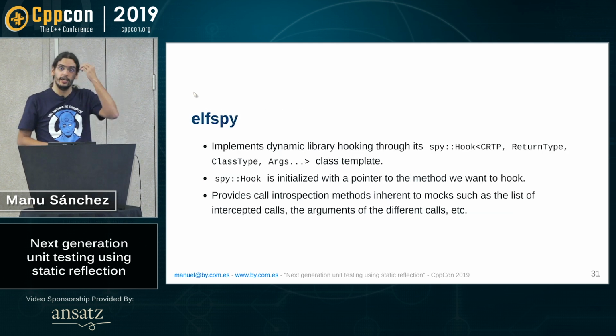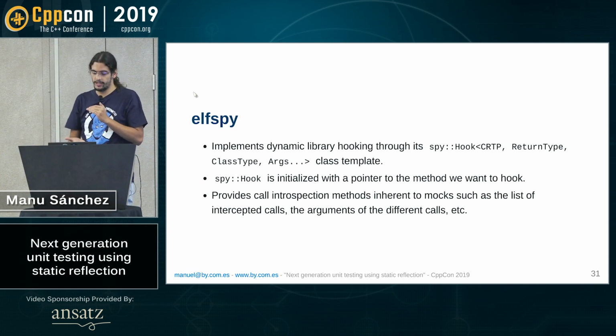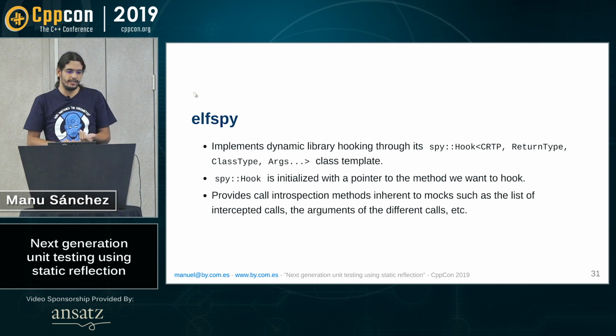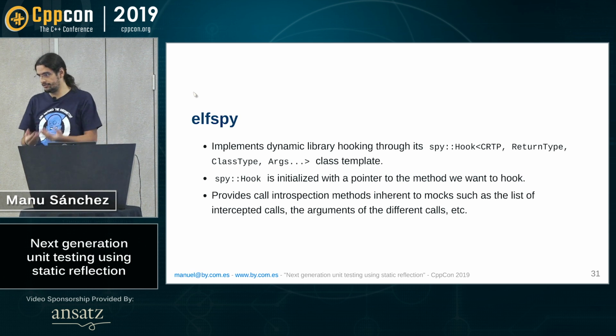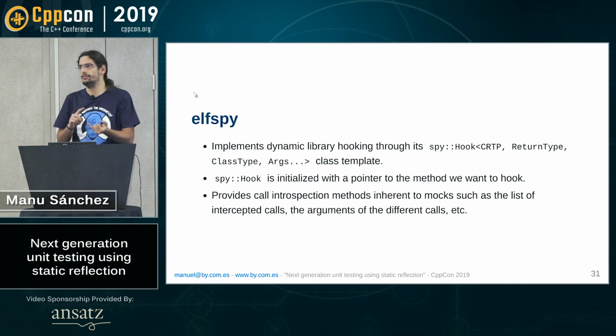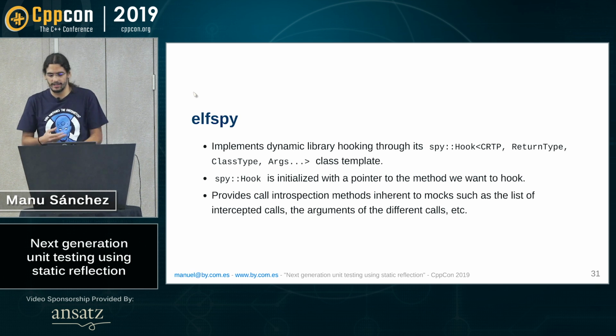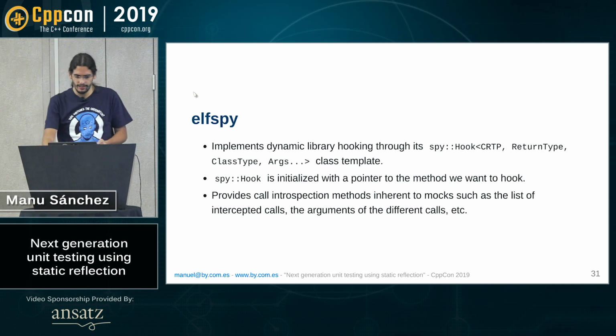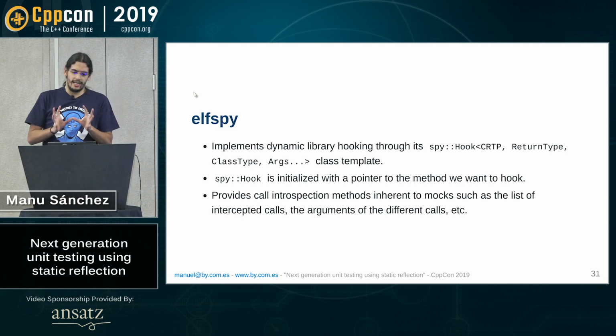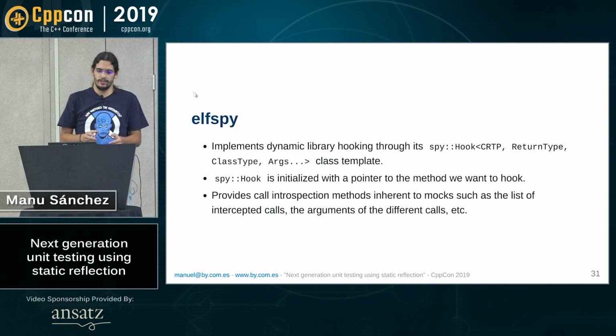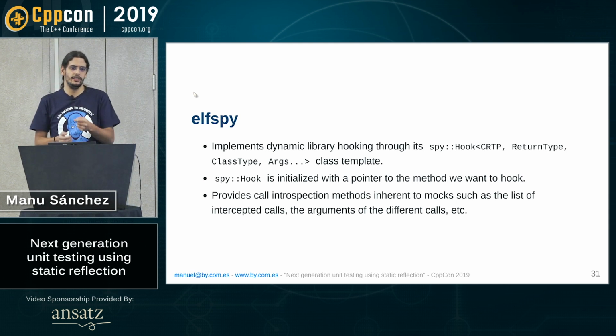So elfspy. What elfspy does is, as I said, patch the function table of a dynamic library. The dynamic library being the API or library you want to test. You have to make sure that it's built with debugging information, as a dynamic library, built with LTO, everything, okay? But it gives you a nice template, a nice class to actually implement a hook into the table.